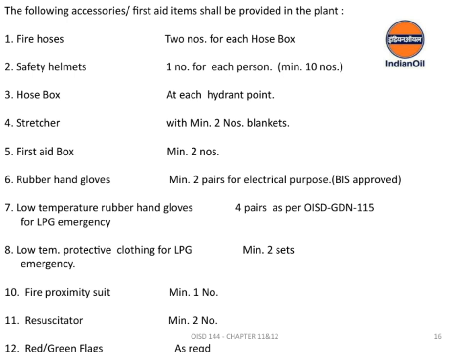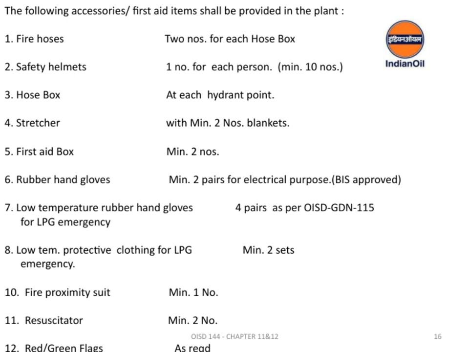Similarly, low-temperature protective clothing for LPG emergencies should be available, with at least 2 sets on hand. This gear is critical to ensure safety during LPG-related incidents. A fire proximity suit is also vital. Having at least one ensures that personnel can safely operate close to high-temperature flames or hot surfaces.